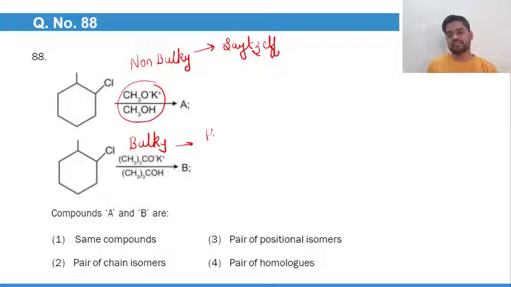And if it is a bulky base, it will give you Hoffman. So if it is Saytzeff, the double bond will be present over here, because this is an elimination criteria. And if it is Hoffman, the double bond will be over here.